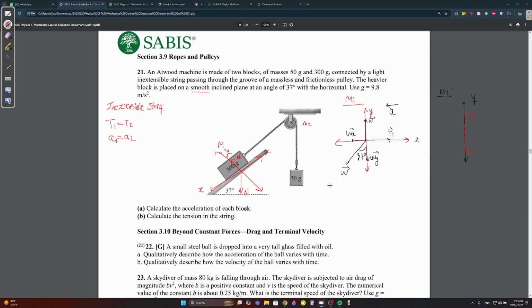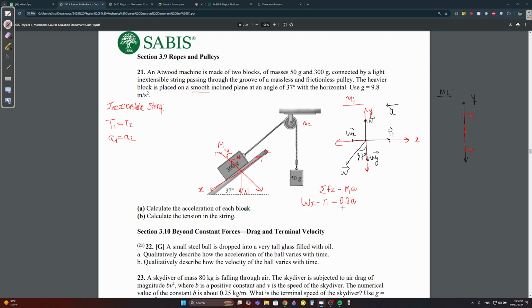Now for M1, sigma Fx is equal to mass times acceleration, M1a, because it's accelerating down the incline, right? What are my forces along the incline? We know it's accelerating down to the left, so Wx is bigger than T1. So Wx minus T1 is equal to ma. The mass is 300 grams, so 0.3 kilograms times the acceleration.